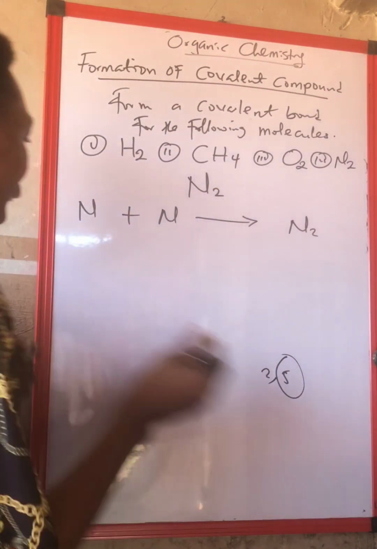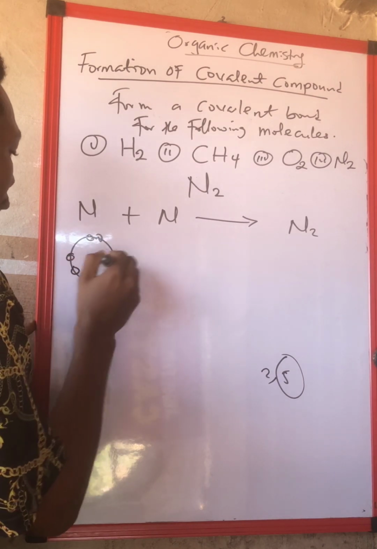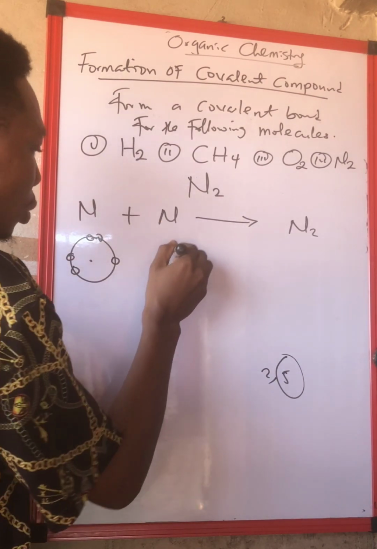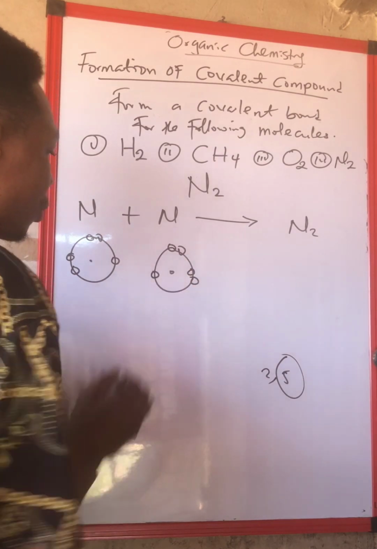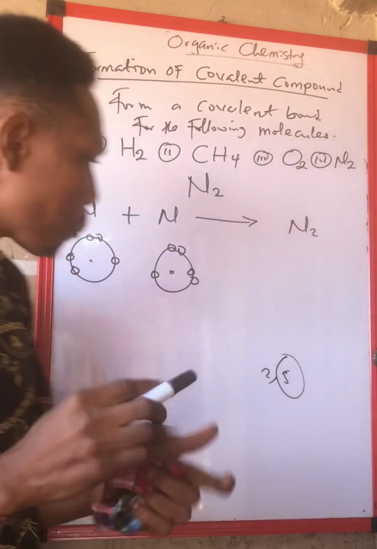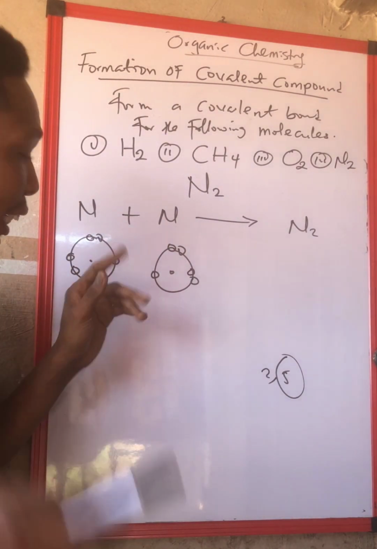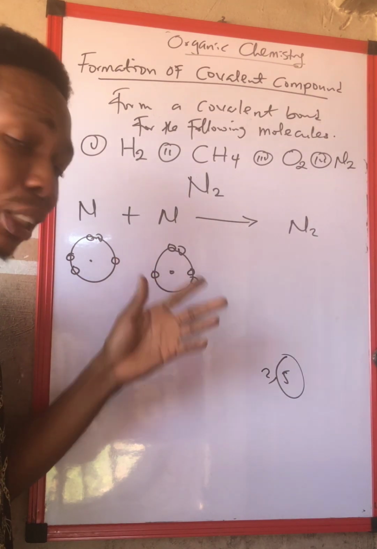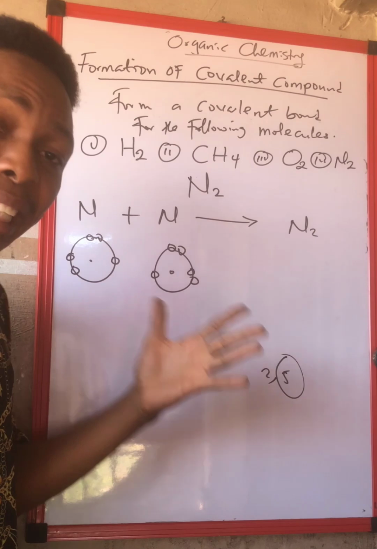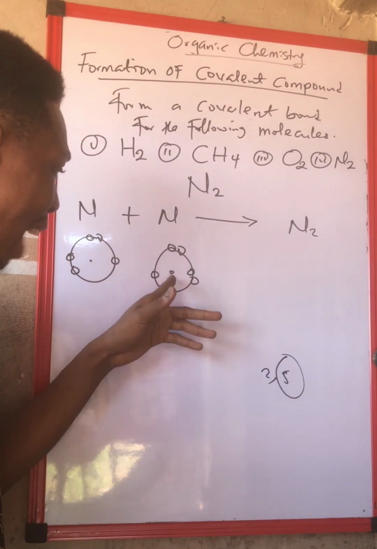Since it's 5, this one will be taking 2, 4, and 5. This one will also be taking 2, 4, and 5. So what happened here? This one needs how many to complete its octet? Octet means 8. This one needs 3 electrons to complete 8, while this one also needs 3 electrons to complete 8. See, this one needs 3, this one also needs 3, and they have excess here.